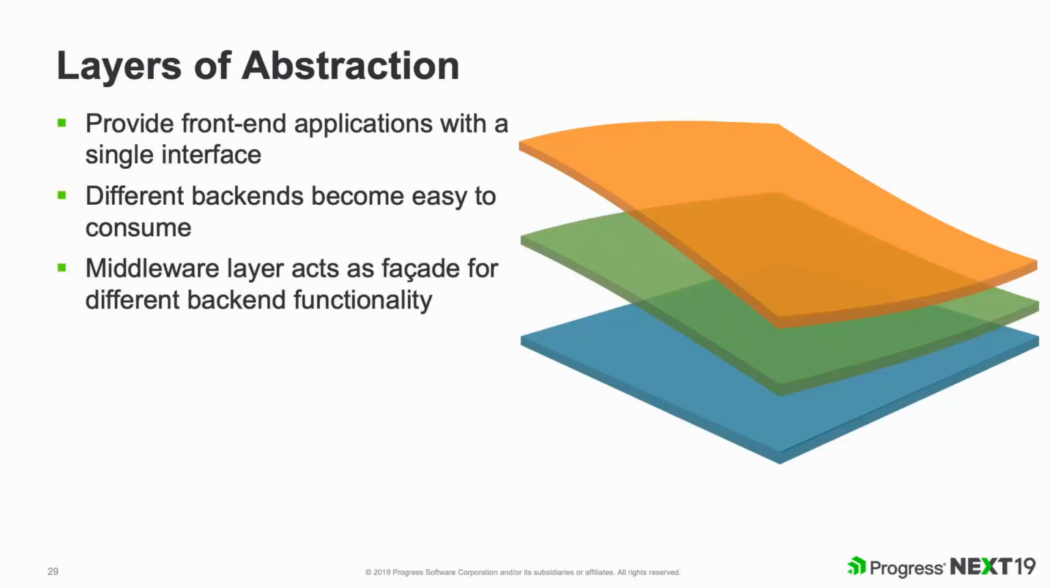Layers of abstraction: the idea behind this is to provide an interface for a front-end developer to access many different sources of data or different APIs with a single interface type. So again, the middleware layer acts as a facade for different back-end functionality, so a front-end developer does not have to become an expert in all the different types of back-end systems that are out there.